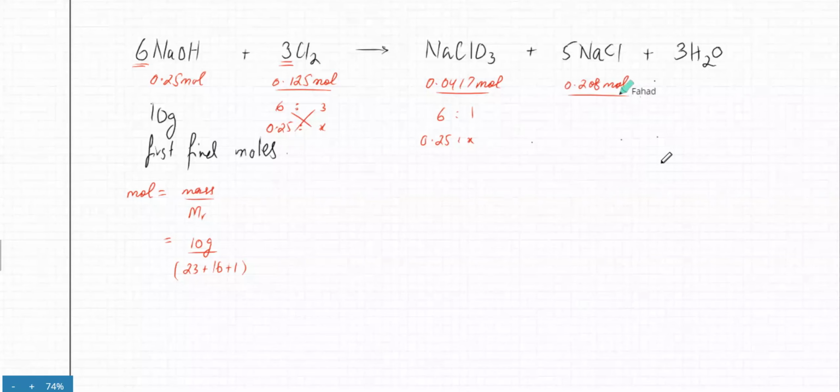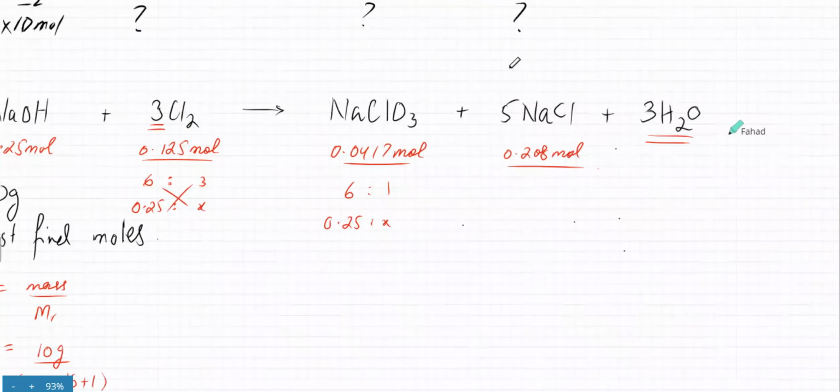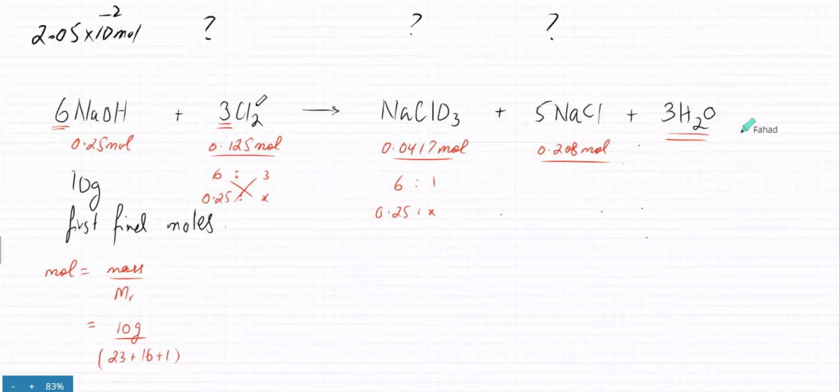ये आखिरी का निकालना आसान है क्योंकि इसका रेशियो मैं इसके साथ लगाता हूँ Cl2 के साथ. So they're going to have pretty much the same moles. 3Cl2 react with 3 water, produce 3 water molecules. It's the same ratio. इसके moles भी 0.125 moles होंगे.